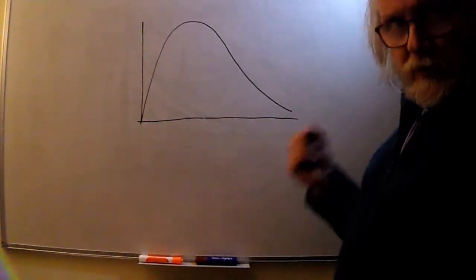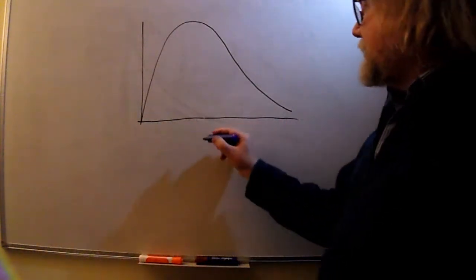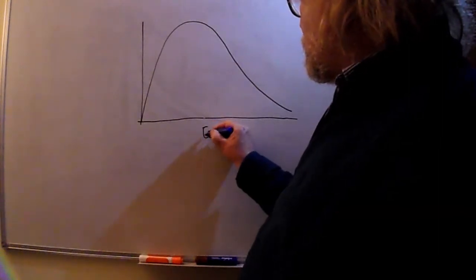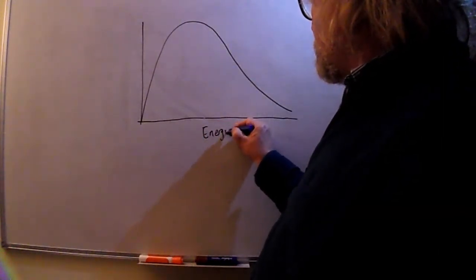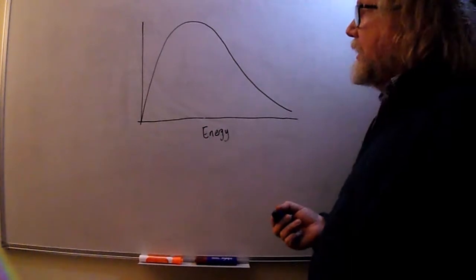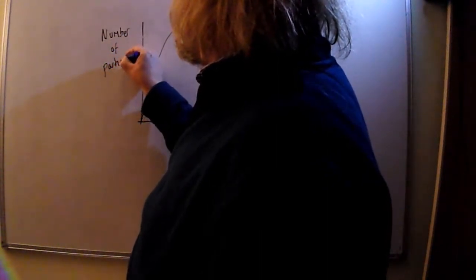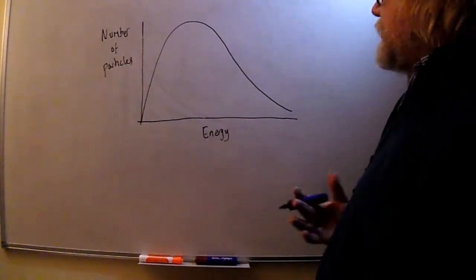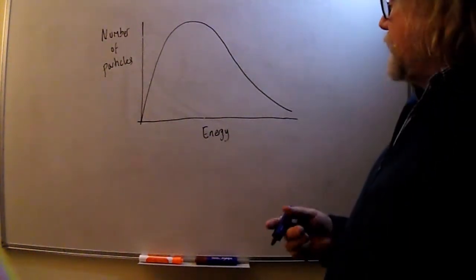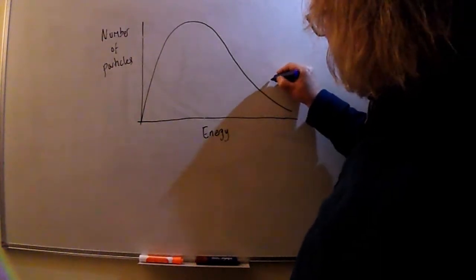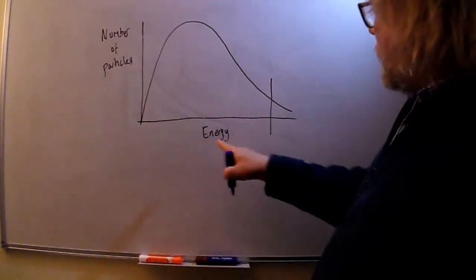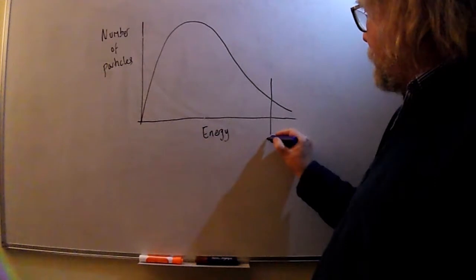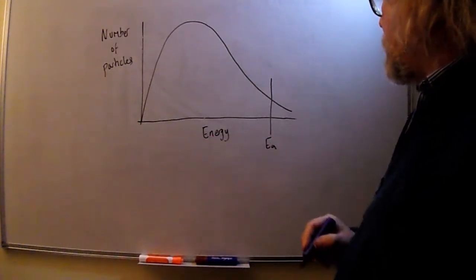You then need to remember what the axes are. So this along the bottom is energy, or kinetic energy it's sometimes written as, but it's just the energy of the particles. And this is the number of particles on that axis. So that's the general shape of the distribution, and then onto that you can mark the activation energy. And the activation energy is just a vertical line because it corresponds to a particular value of the energy. So that's the activation energy.